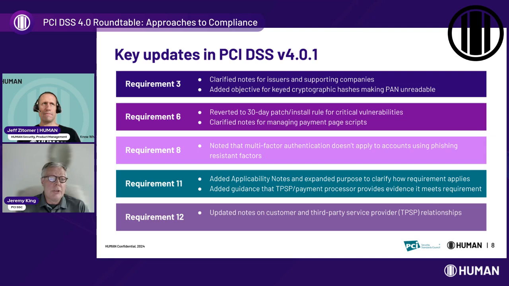So as you look at some of those changes, requirement 3, you can see there we've clarified some notes for issues. We've added objective for key cryptographic hashing. Requirement 6, this is one of the subtle changes.